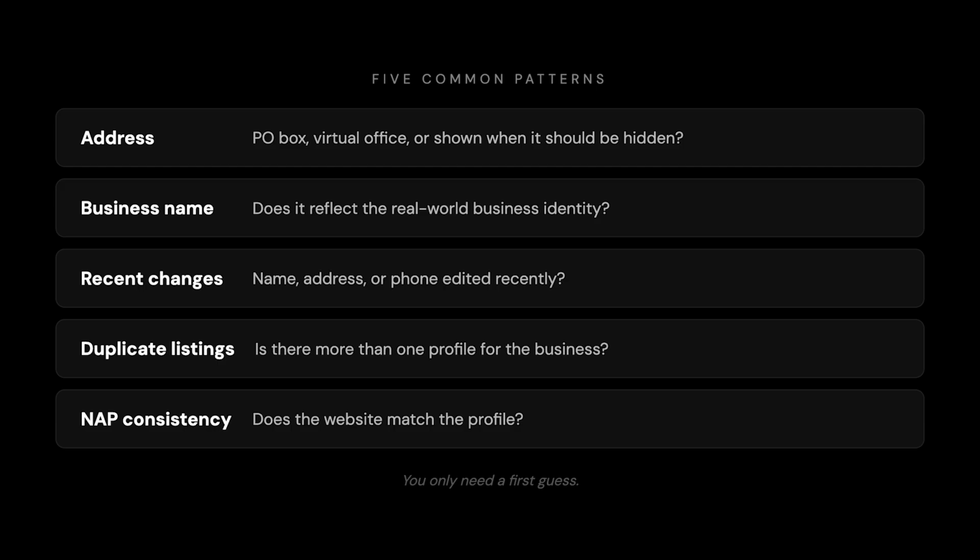The NAP refers to name, address, and phone number, and they all have to be consistent across your directories, your website, your GBP. They have to say the same information exactly, with no difference in your name or address or phone number on your website, on your footer, compared to your GBP. So here are the 5 most common patterns. You don't need to solve it yet, just get a first guess.